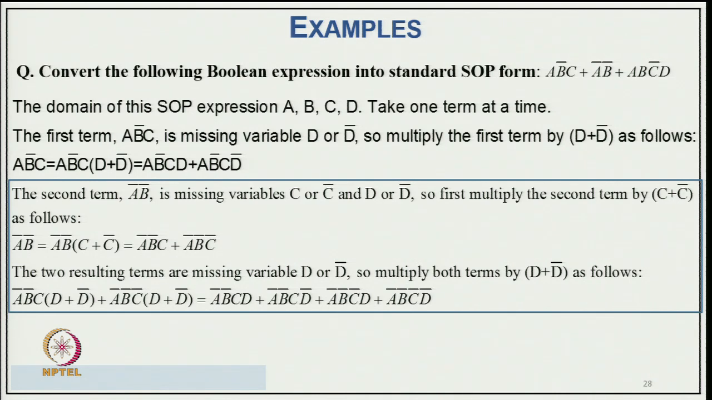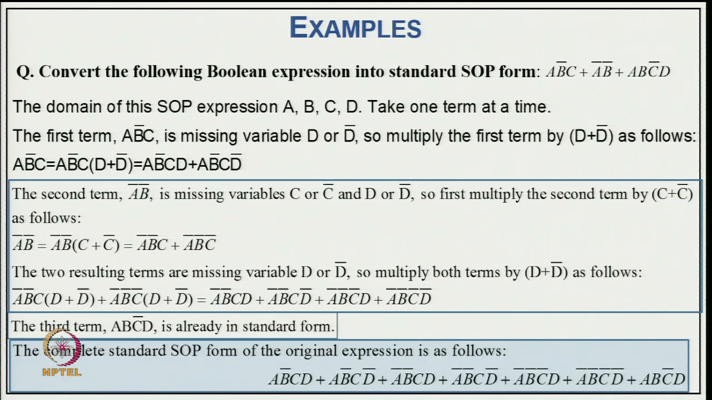So, then we open this bracket. We get A bar B bar C D plus A bar B bar C D bar, A bar B bar C bar D plus A bar B bar C bar D bar. So, this is the final sum of product expression for this given example. The third term A B C bar D is already in standard form.